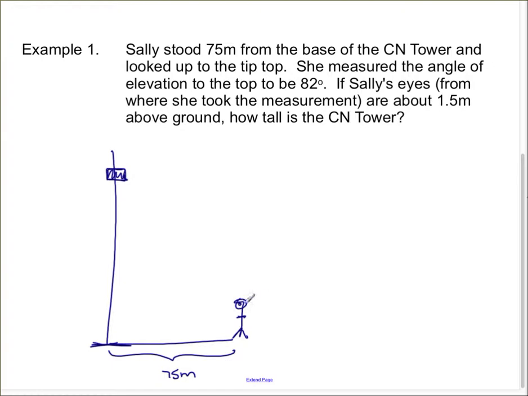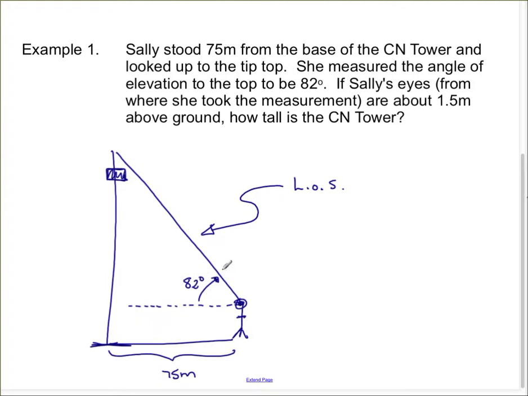So from her eyes, she looks up to the very tip top of the CN Tower. Now this is called the line of sight, LOS. She measured the angle of elevation. Now remember, her eyes is where she's measuring it from, so we have to have a vertical line coming out from her eyes. She would be looking straight forward, and then she tips her head up. And she measured that to be 82 degrees.